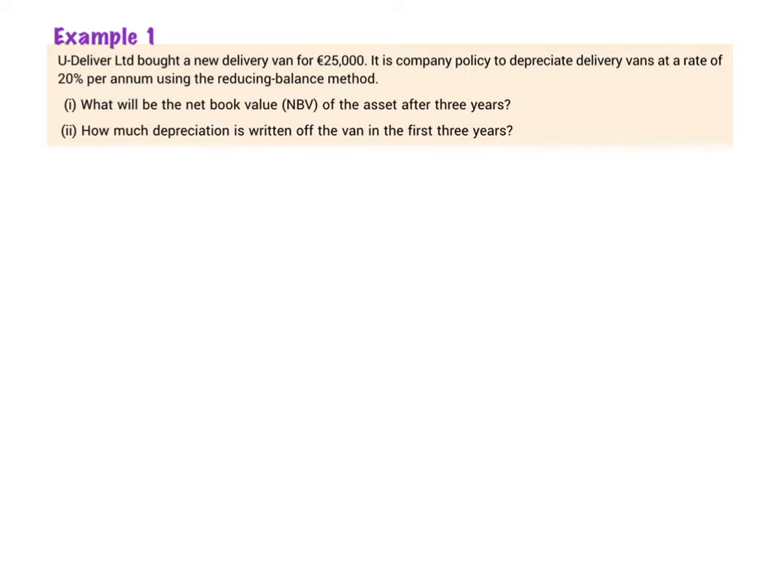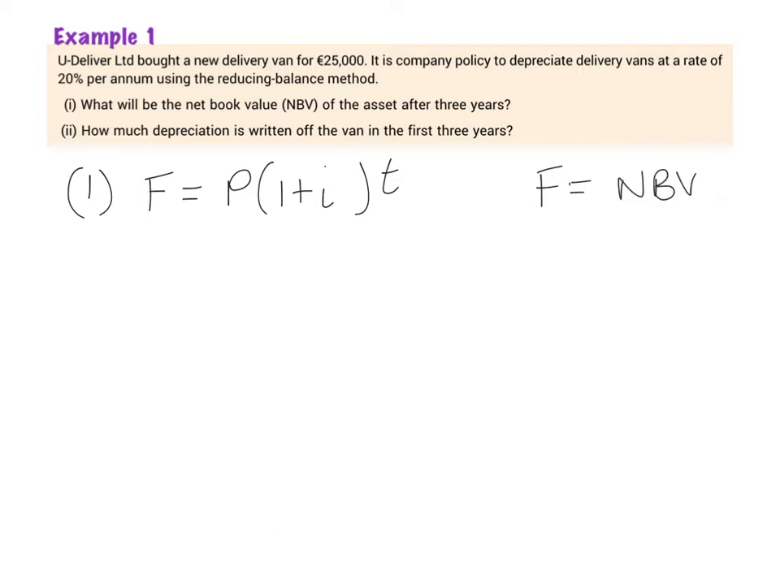So we write out our formula for part 1. We write out our formula of F equal to P bracket 1 plus I to the power of T. Now let's have a look at our question and see, can we find out what F is? F is what we're looking for. F we know is the net book value. F equals net book value. So they want us to find that in this question.